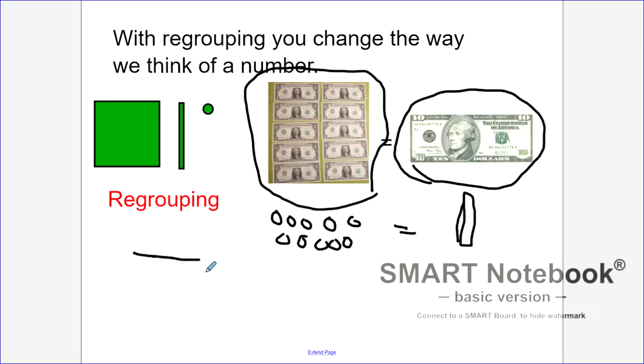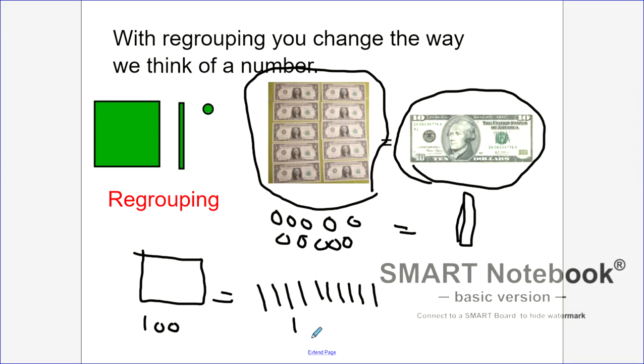Similarly, we can do that with 100. A 100's block is the same thing as 10 tens. 10, 20, 30, 40, 50, 60, 70, 80, 90, 100. Maybe I want to buy something bigger that costs more than $10. Maybe it costs exactly $100. I could give them one $100 bill or 10 $10 bills and be able to purchase the same thing.